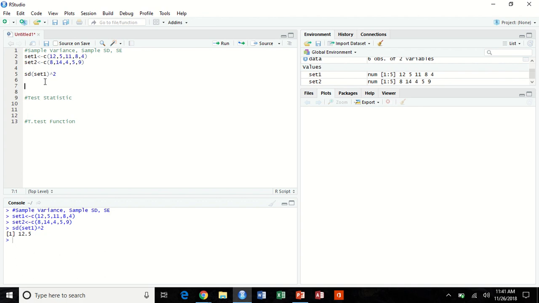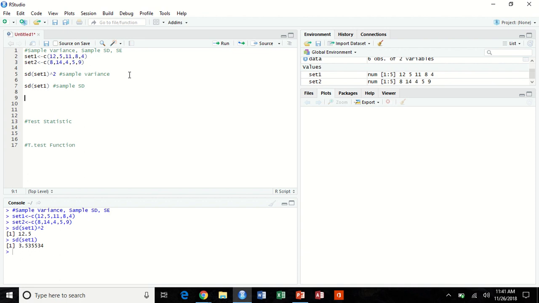Let's find sample standard deviation now. And this is the square root of the sample variance, as we've learned earlier. So it's consistent: variance, sample standard deviation. Now, the last part of this section, the standard error.